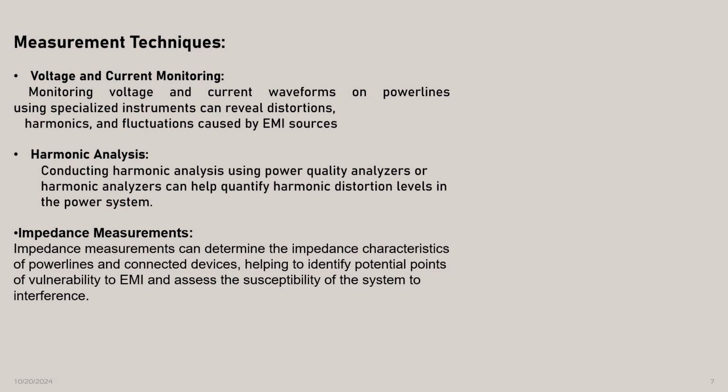Harmonic analysis. Conducting harmonic analysis using power quality analyzers or harmonic analyzers can help quantify harmonic distortion levels in the power system. Identifying harmonic components can aid in diagnosing EMI related issues and implementing corrective measures. Impedance measurements. These can determine the impedance characteristics of power lines and connected devices, helping to identify the potential points which are the first to be attacked due to EMI and assess the susceptibility of the system to interference.